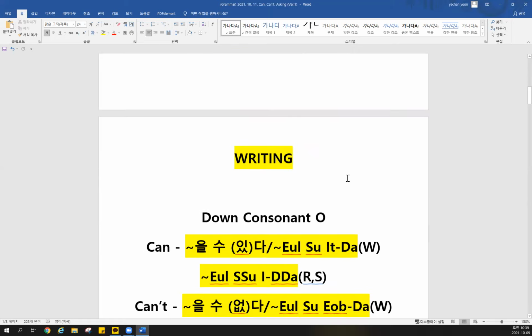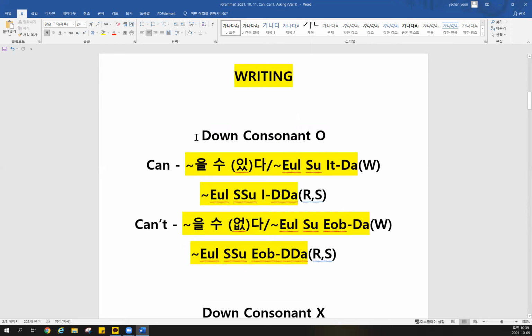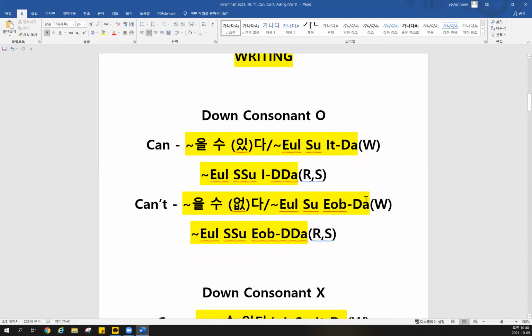All right? For the writing, if they have a down consonant, you can say with the can, blah blah 수 있다. Okay, 수 있다 is going to be the writing, but the speaking is going to be different. How about you cannot? You can say blah blah 수 없다. All right.